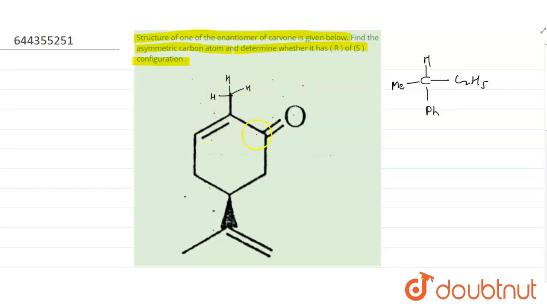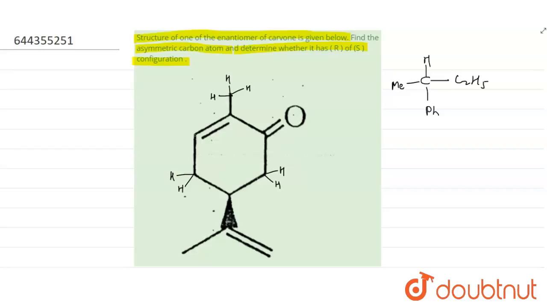Here it is sp2 hybridized. We only see an asymmetric carbon for sp3 hybridized. So this carbon is also sp2 hybridized. This is sp3 hybridized, but it has two hydrogens, both are the same, so that's why this is symmetric, not an asymmetric carbon. Now here also there are two hydrogens, so this is also not an asymmetric carbon. This carbon is also sp2 hybridized, so that's why this is also not an asymmetric carbon.